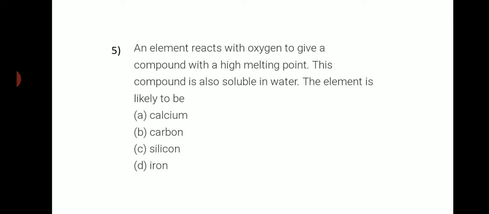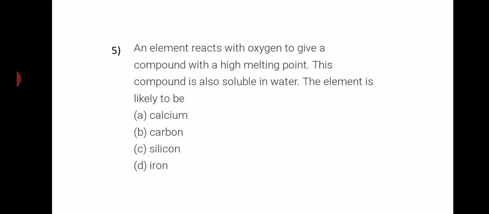Fifth one, an element that reacts with oxygen to give a compound with a high melting point, and this compound is also soluble in water. So which is that element? Calcium, carbon, silicon and iron. Think of all these options. Carbon is a non-metal, right? And silicon is a semiconductor. But now compare calcium and iron.